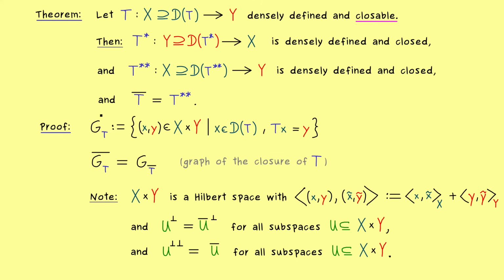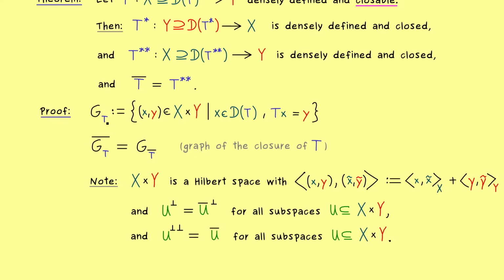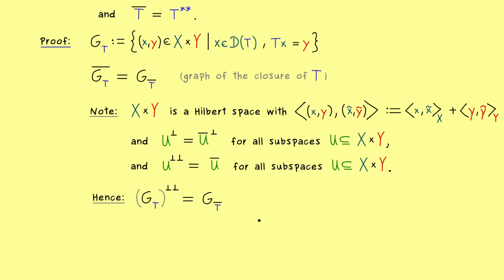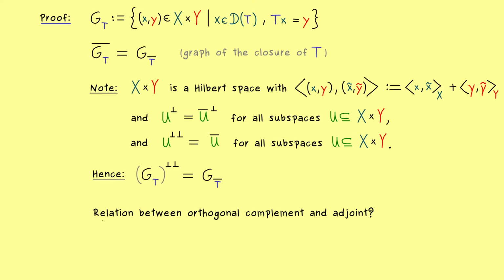So this means using 2 times the orthogonal complement on G(T) gives us the closure. And now we already know that this is actually a graph again. And there you might already see that this is actually the meaning of our double adjoint being equal to the closure of T. But honestly, this is not clear at all yet, because we first have to discuss the relation between the orthogonal complement and the adjoint of T.